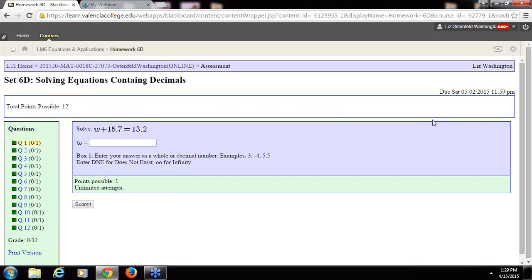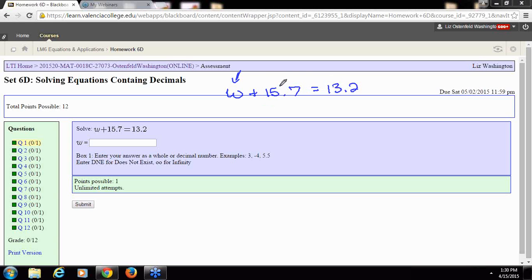Okay, this is basically the same exact thing but with decimals, so we'll just do a few. This is all about you remembering to line up your decimals when you do your work because, again, you're not using a calculator. So I'll just rewrite this problem. So here, again, I want to get my W by itself, and I'm going to use the opposite operation to do so. I have 15.7 on one side and 13.2 on the other.